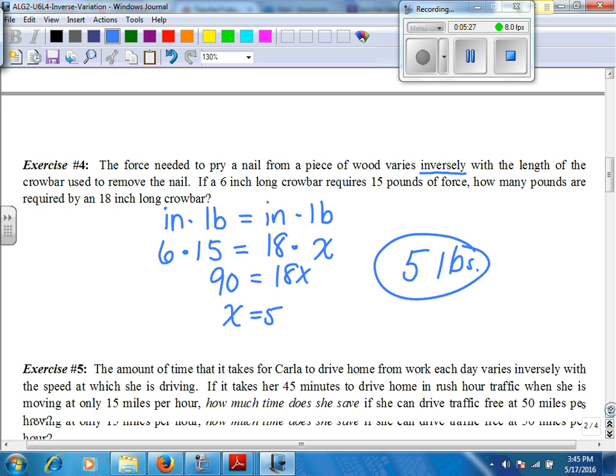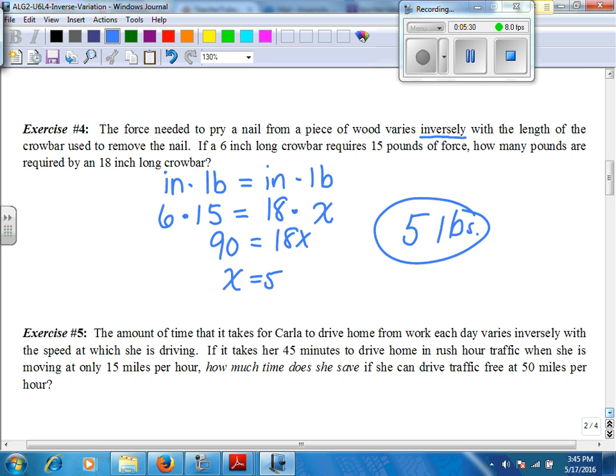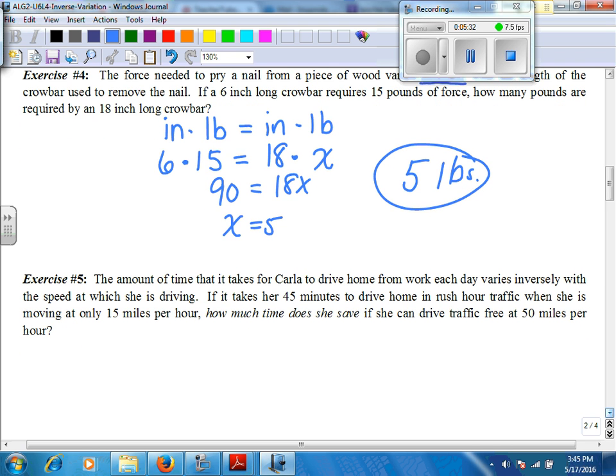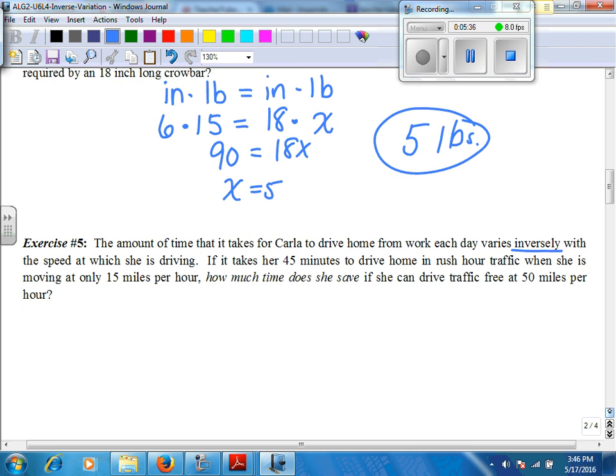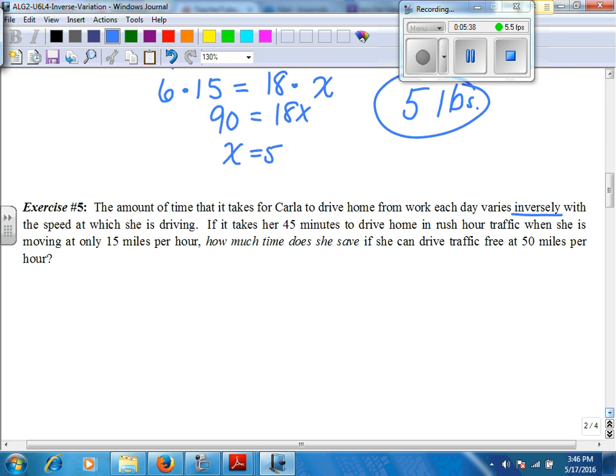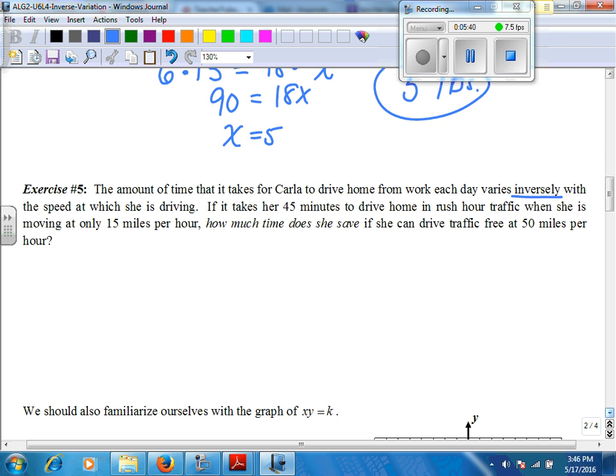Let's look at number 5. The amount of time that it takes for Carla to drive home from work each day varies inversely. So again, they're telling you it's inverse variation with the speed at which she's driving. If it takes her 45 minutes to drive home in rush hour traffic when she's moving at only 15 miles per hour, how much time does she save? That's in italics, so it must be important. If she can drive traffic-free at 50 miles per hour.